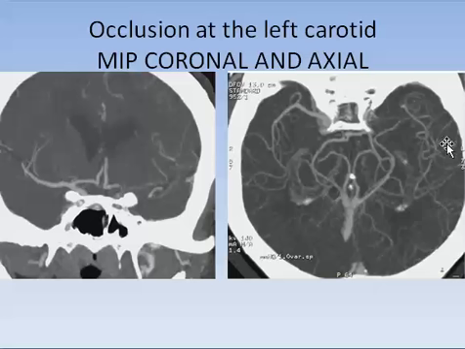But still we have some vessels here, and these are coming from collaterals. So here are the vessels, here are the collaterals. MIP means that we are searching for the vessel and not for the parenchyma. Occlusion of the left common carotid and left middle cerebral, coronal and axial.